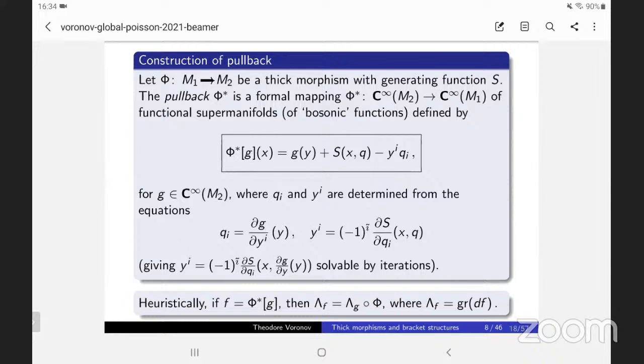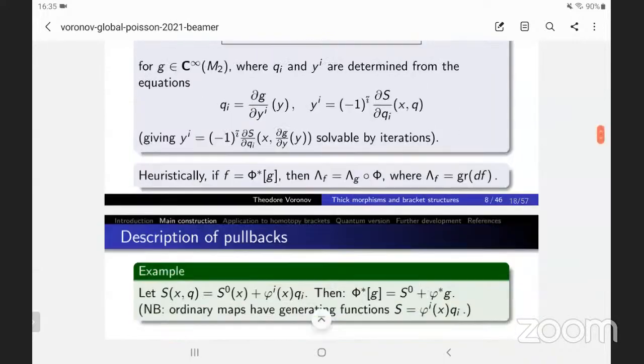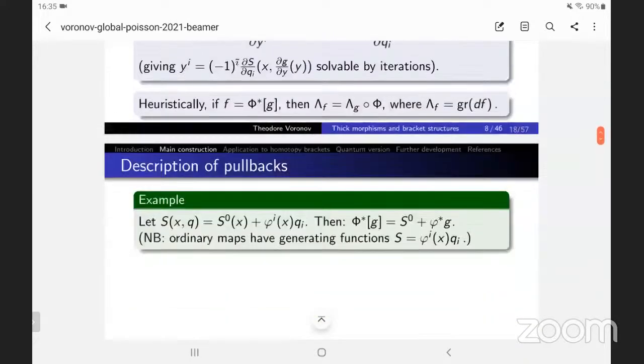And actually, one needs to substitute the expression for Q into the equation for Y. And then we will get an equation of the form Y equals some function of Y. So it's a kind of fixed point type equation. So it can be solved by iterations. So what we actually get, well, before I move to the next slide, I will say in words and then you'll see the form.